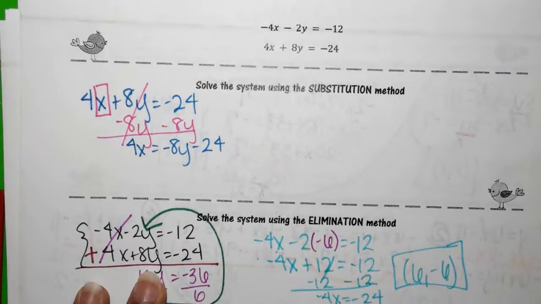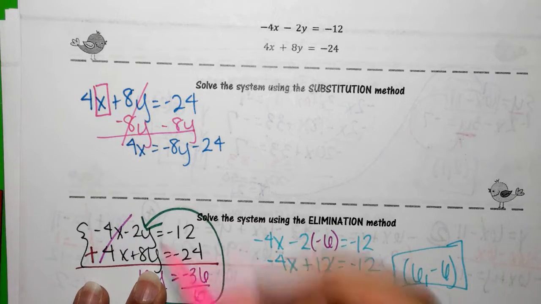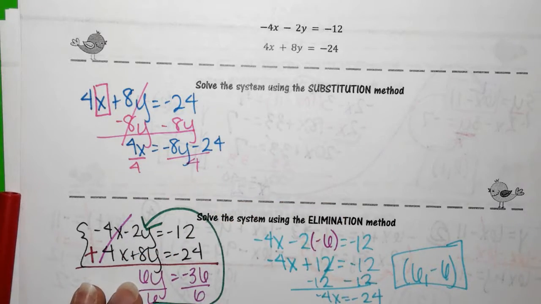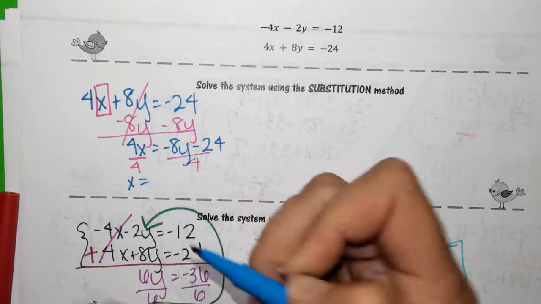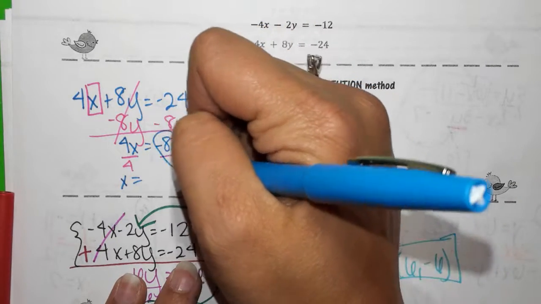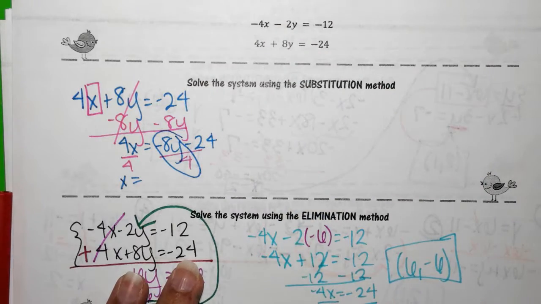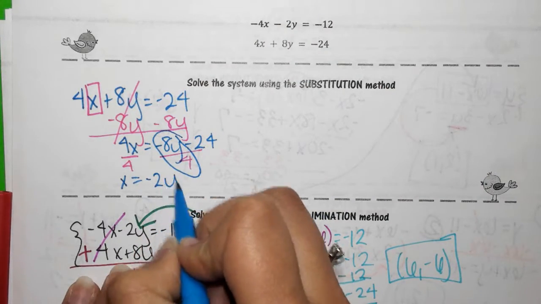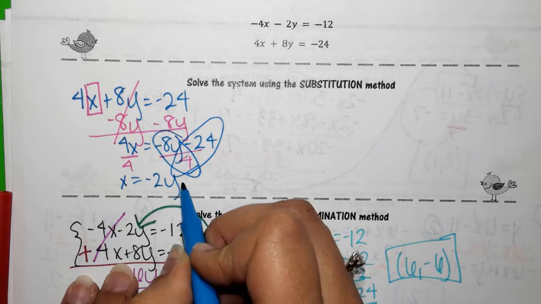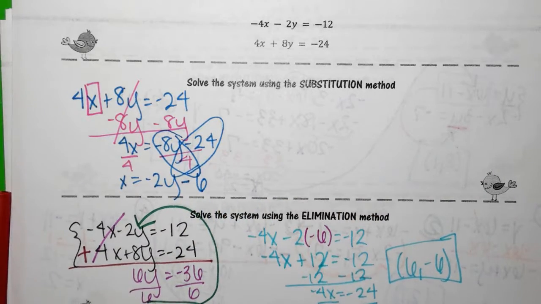All right, so then what do I do from here? Divide by what? Manny, do I divide all of the things or one of the things? All of them. All of the things. So what is negative 8y divided by 4? And what is negative 24 divided by 4? Negative 6.